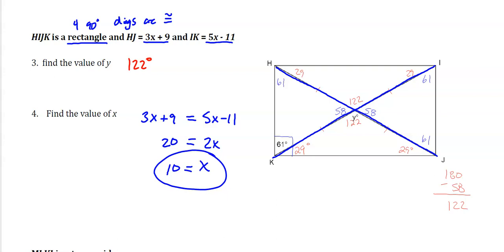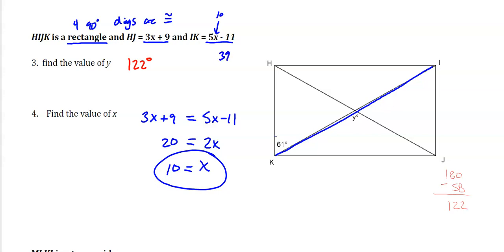Now, if x equals 10, let me get rid of some of this clutter. Be ready for on the quiz that if x equals 10, that can give us the length of this. If I plug 10 in here, 5 times 10 is 50 minus 11, that's 39. So I know that this piece is 39. Well, let's say that I wanted you to find IJ. Let's say I was like, hey, how long is IJ?